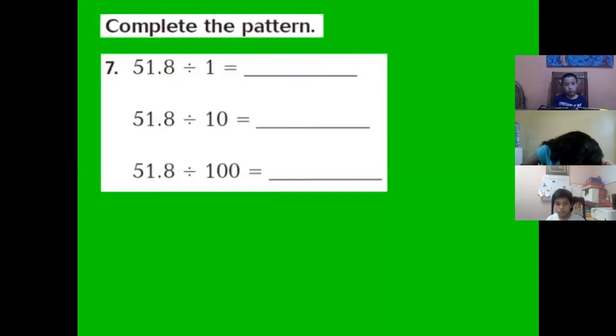Now, let's take a look at question number 7 together. Once again, our job is to complete the pattern, and what I notice is this. We're dividing by a 1, a 10, and a 100. So once again, I'm going to base my pattern on the number of zeros in the divisor.